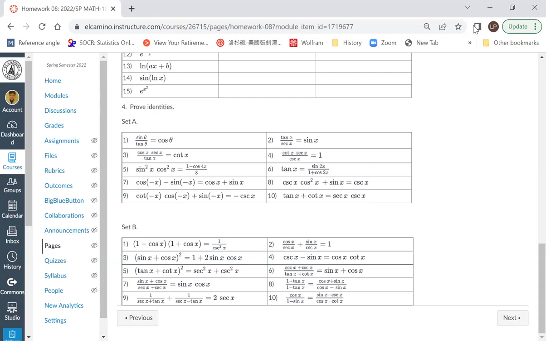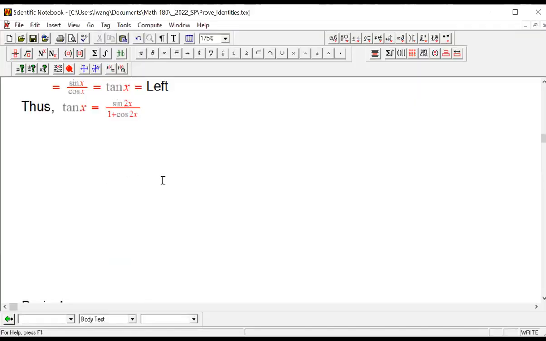Okay, with that understanding, let's look at some examples. The next one I'd like to work with you is set A, number 10. Number 10 asks you to prove that tangent x plus cotangent x equals secant x times cosecant x. So this is what is to be proved. Okay, proof.